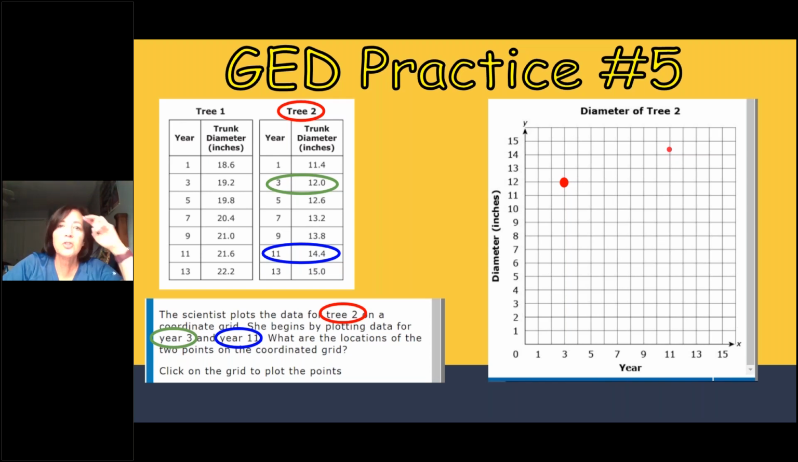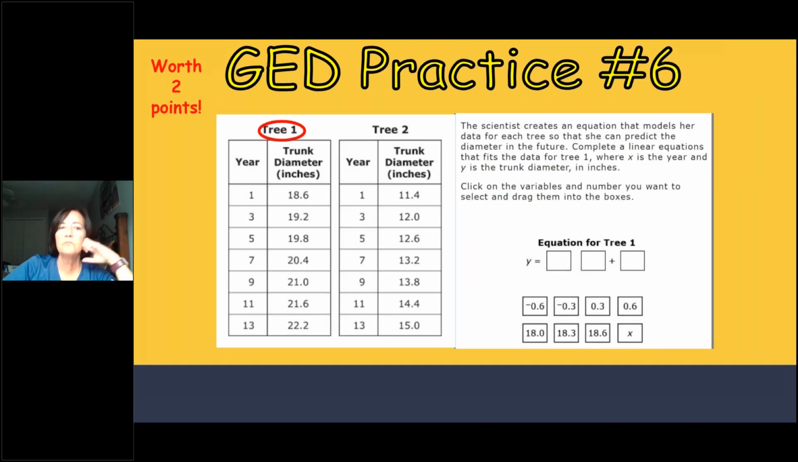So I'm a little above 14, but I'm not quite halfway to 15. I mean, I'm really close to halfway, but not quite. And I'm going to click, and there is my second point. Okay, that's it. We've plotted those 2 points, and that's the correct answer.